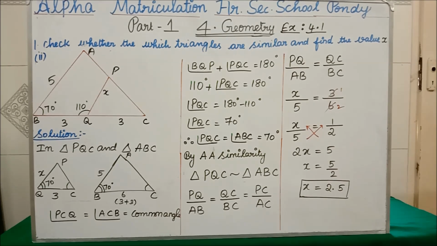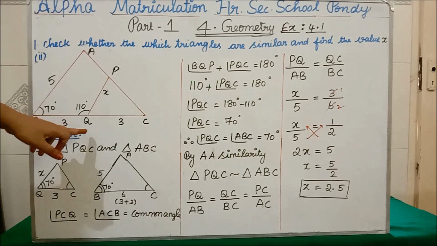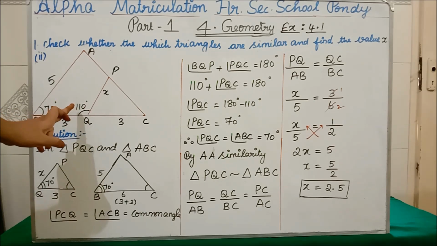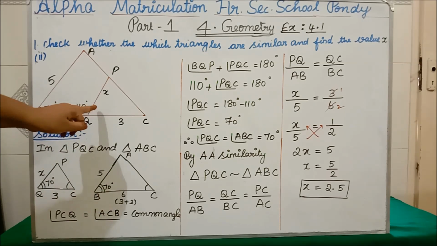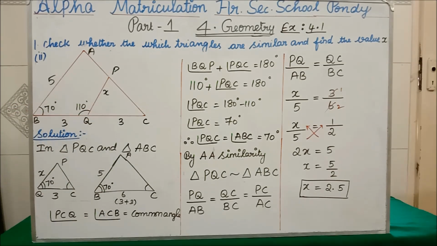Okay. So first, if you see here, angle B is exactly given as 70 degrees. And here Q value they have given as 110. The remaining we don't have. First we want to find the remaining angles, isn't it?